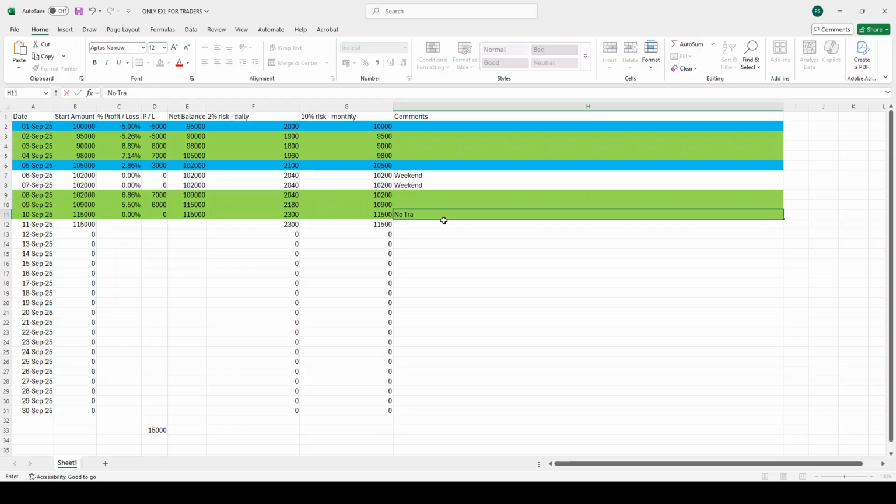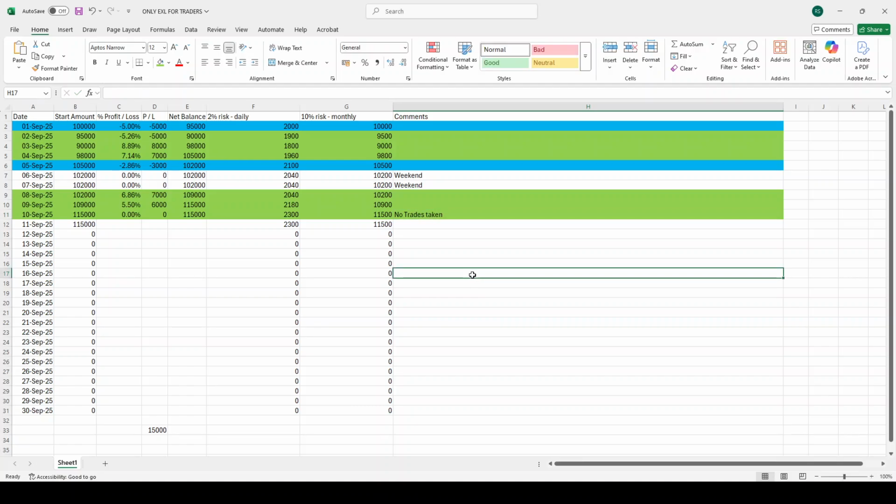No trades taken. That way I'll know that I did not take any trade on that day because I did not see any good opportunities.